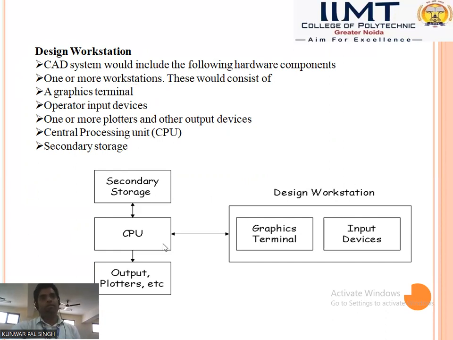So we see this graph. CPU is connected with secondary storage and CPU is also connected to the plotter. CPU is connected to the graphic terminal, which is connected to the workstation. So this space is the workstation, which is connected to the computer. The computer can be storage and output devices.